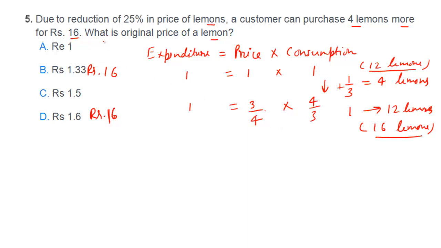So what has been asked? What is the original price of a lemon? So originally, in rupees 16 he got 12 lemons. So the price per lemon is equal to 16 by 12, and that comes out to be 1.33, in rupees. So option B is correct.